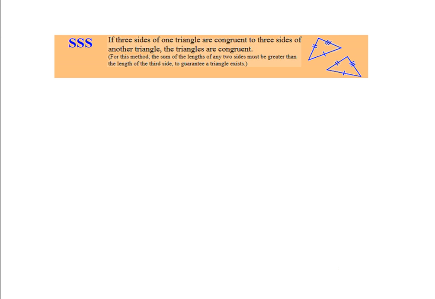The first triangle congruency theorem that I'm going to talk about is SSS, side, side, side. If 3 sides of one triangle are congruent to 3 sides of another triangle, the triangles are congruent. You should already be familiar with this because we talked about this when we did similarity. So I have 2 triangles here, triangle ABC and triangle FED.